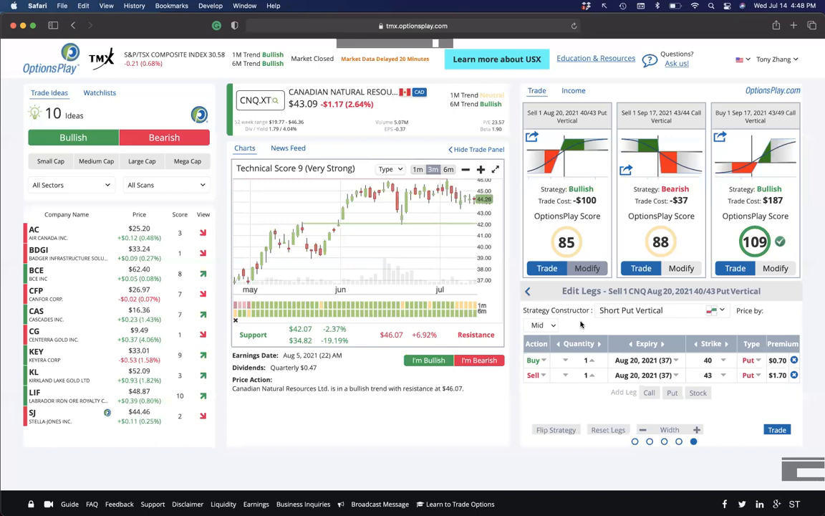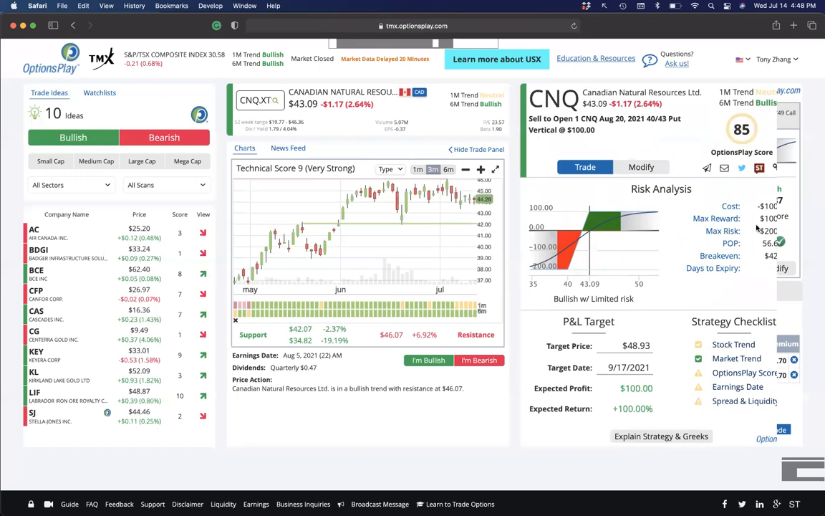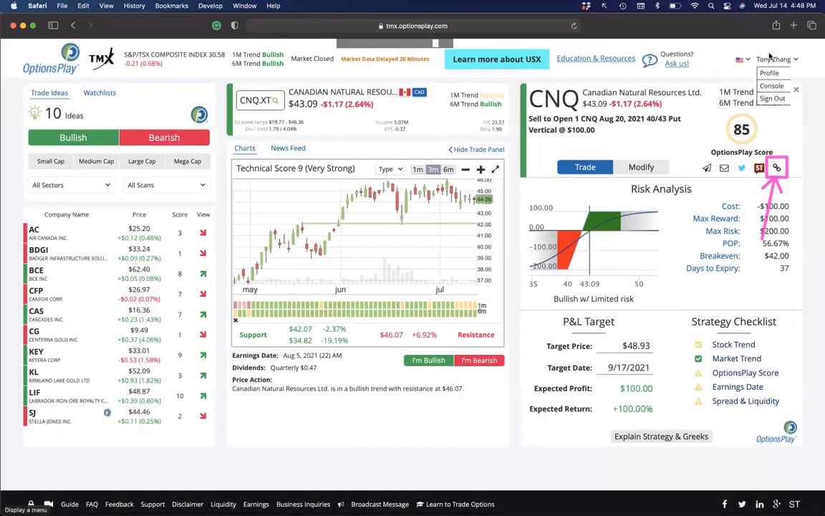But let's talk a little bit about how you can paper trade this, because you can click on this blue share button on any strategy that you view here in Options Play. When you click on the blue share button, you have the option to paper trade the trade by clicking on this link button. When you click on this link button, we basically save the trade for your portfolio into your account or into your profile. And you can go to your profile by clicking on your name in the upper right-hand corner.